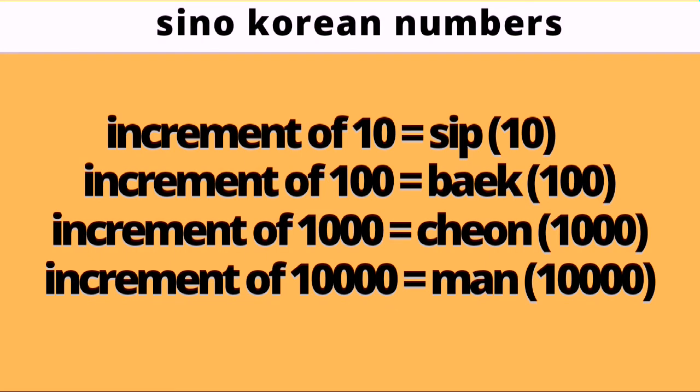So far, the intention of this video is to introduce the increments that will be useful for counting numbers higher than 9. So the increment of 10 is called SHIP, the increment of 100 is called BEK, the increment of 1,000 is chon, and the increment of 10,000 is man.